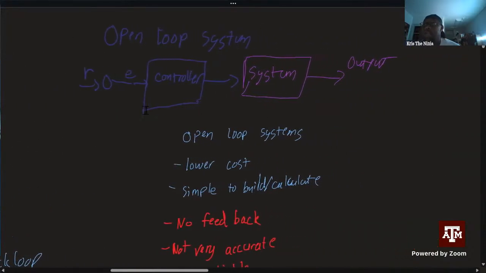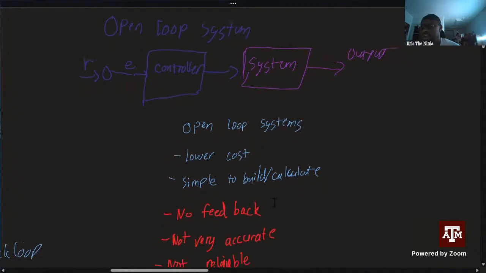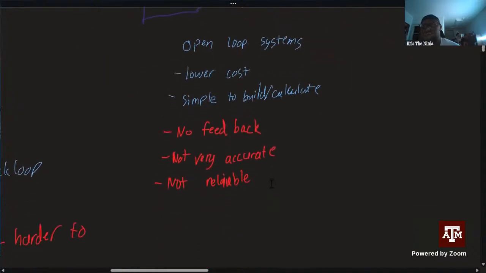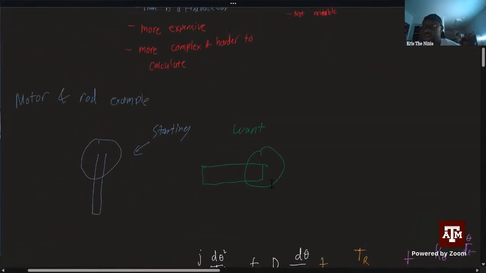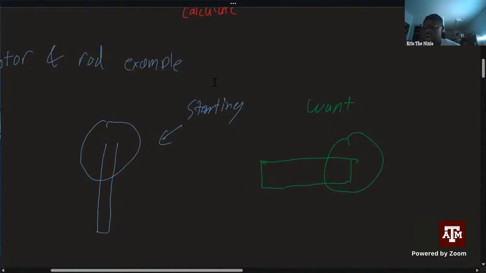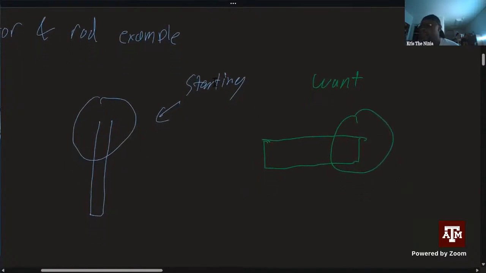An open loop system, you don't have any feedback. They're lower cost and simple to build and calculate, but there's no feedback. They're not very accurate and not very reliable. And so we worked with the motor and rod example that I learned in class.